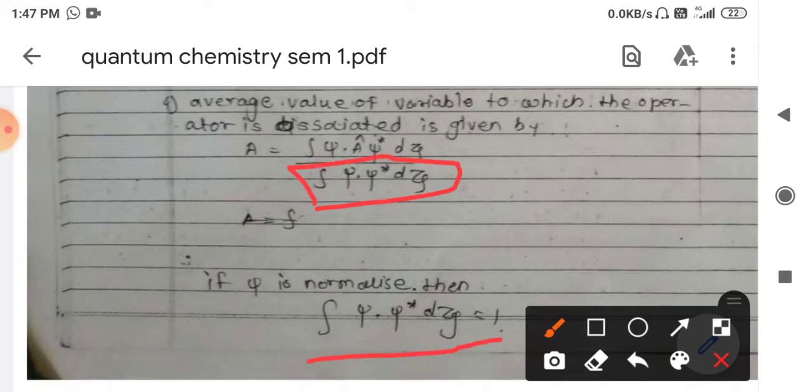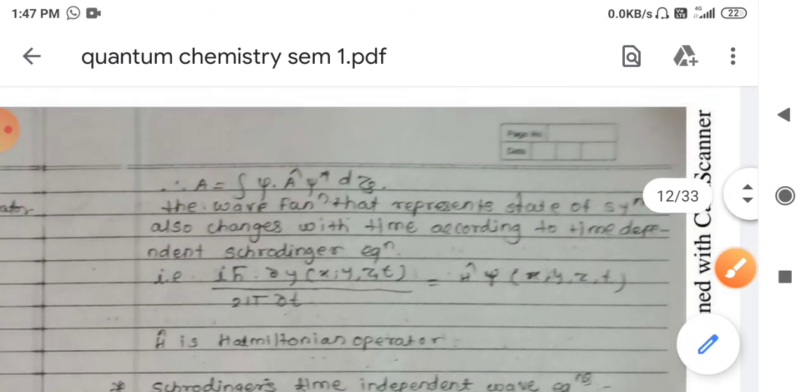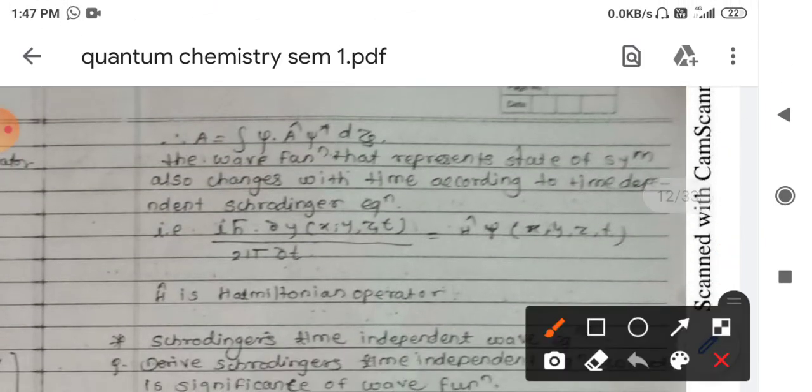This quantity is unity, so we can say that the average value is nothing but A cap equals the integration of psi A cap psi star d tau. Okay, so the wave function that represents the state of a system, this is the fifth postulate.